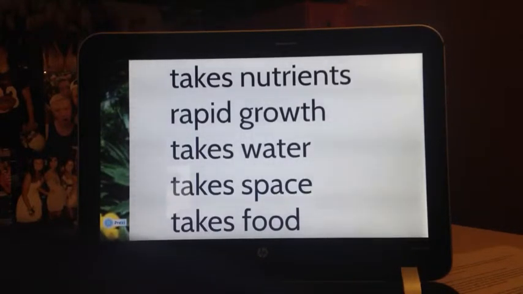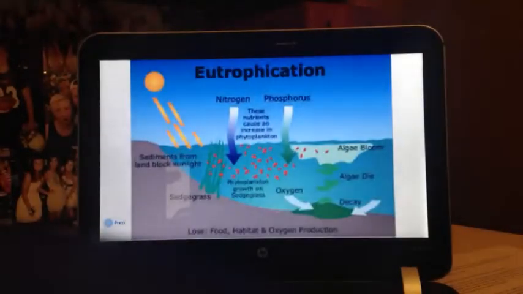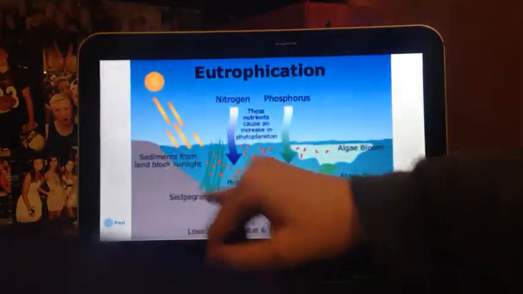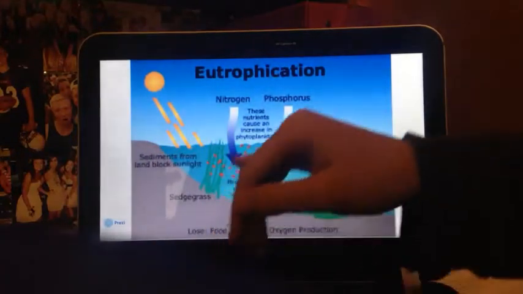Now I'm going to move on to another topic we discussed in class, which is eutrophication. So, eutrophication is caused by runoff, which leads to the addition of nutrients to a body of water. So you can see sediments coming down here, runoff coming into the water.